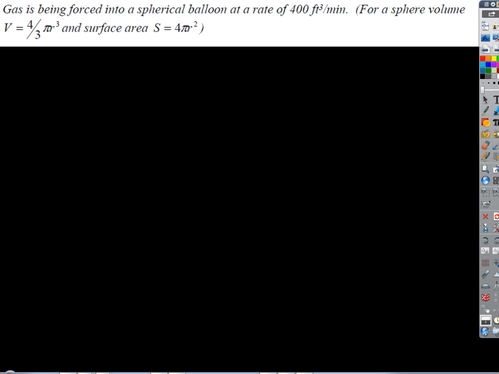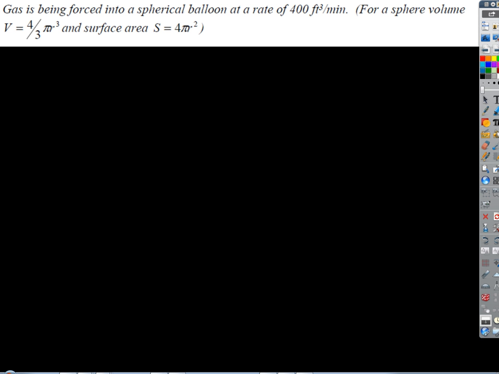Let's look at a situation like this, and this really illustrates why calculus is so much better than what you could do before. If we had a spherical balloon, we could find the ratio of volume to radius and things like that before, but those are all static, right? Those are all going to be properties of a balloon that's not changing.